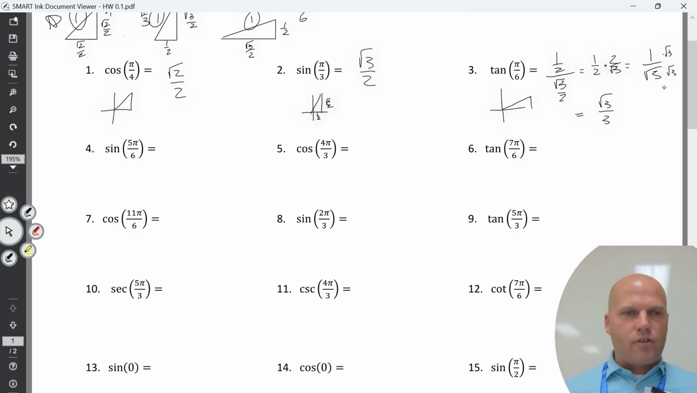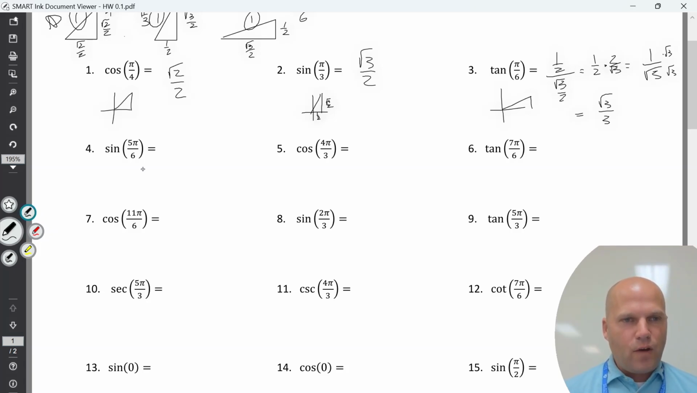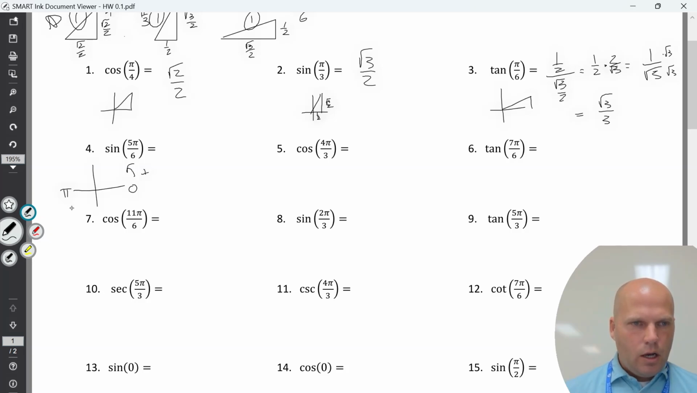Now we venture into other quadrants. So the sine of 5 pi over 6. 5 pi over 6 is 1 pi over 6 away from 6 pi over 6. We always try to reference pi or 2 pi or 0, and we go left, or we subtract or add angles to help us. Remember, going around counterclockwise is adding with angles, and going clockwise is subtracting.